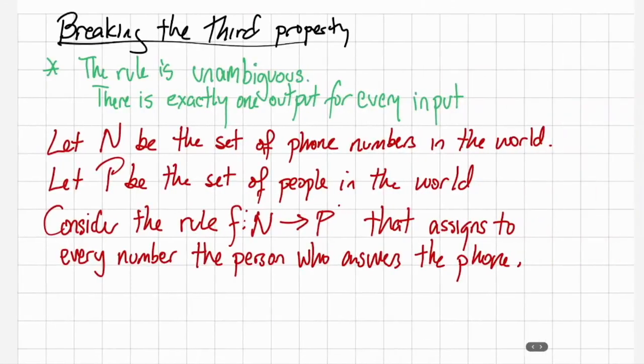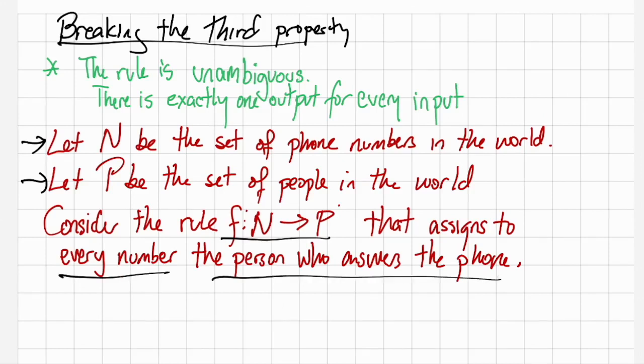So now let's talk about breaking the third property, that the rule is unambiguous. There's exactly one output for every input. Let N be the set of phone numbers in the world, and let P be the set of people in the world. We consider a rule that goes from the set of phone numbers to the set of people in the world that assigns to every phone number the person who answers the phone.